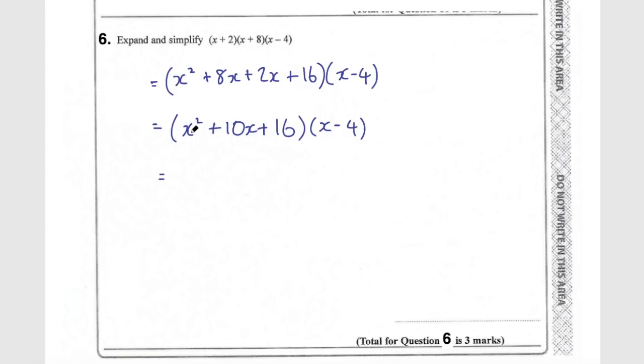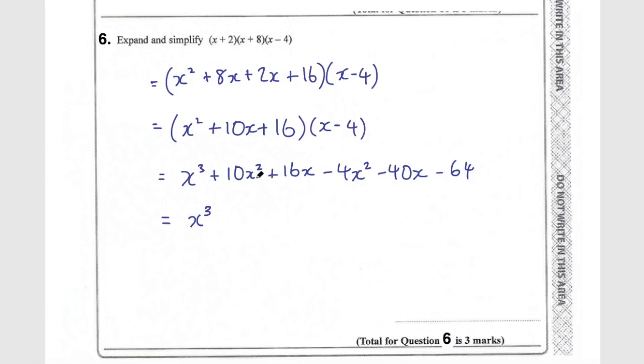So starting with the x squared times x, it's going to be x cubed. Then the 10x by x, so plus 10x squared. Then the 16 by x, so that's 16x. And then start again by multiplying by the minus 4. So minus 4 times x squared is minus 4x squared. 10x times minus 4, that's minus 40x. And then 16 times minus 4, that's minus 64. Okay, and then we need to simplify, so there's just x cubed.